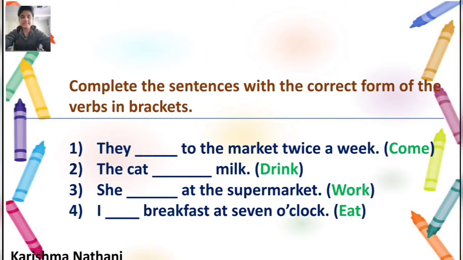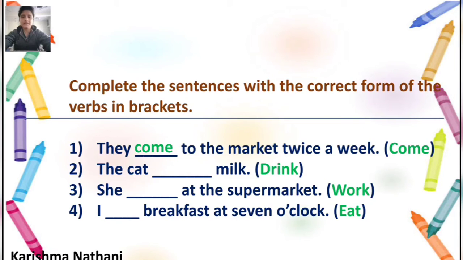Complete the sentences with the correct form of the verbs in the brackets. There are verbs in the bracket. We have to put s or es at the end of the verb if there is a singular noun, and if there is a plural noun, it will remain same, no change. They dash to the market twice a week. They, plural noun, so it will remain same, come. They come to the market twice a week.